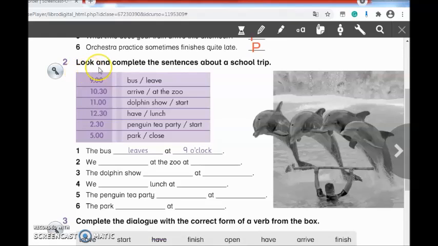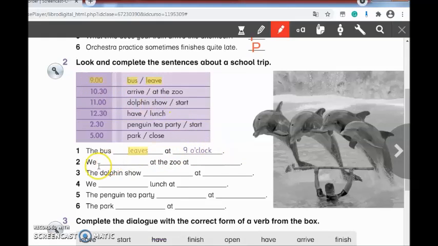Activity number 2. Look and complete the sentences about a school trip. أكملي الجمل عن رحلة المدرسية. For example, the first one. The bus leaves at 9 o'clock. So we get this information from this table. سنستعين بهذا الجدول لأخذ المعلومات المناسبة. Here we have the subject, bus, and the verb leave, and here we have the time. So the bus leaves. Why? Because the subject here is singular, so we add S to the verb. At, and here we have the time, 9 o'clock.